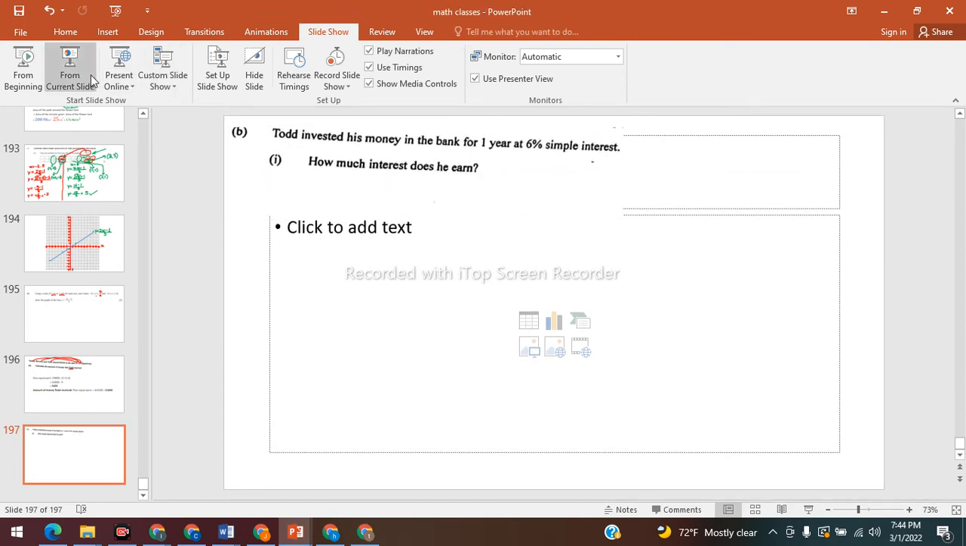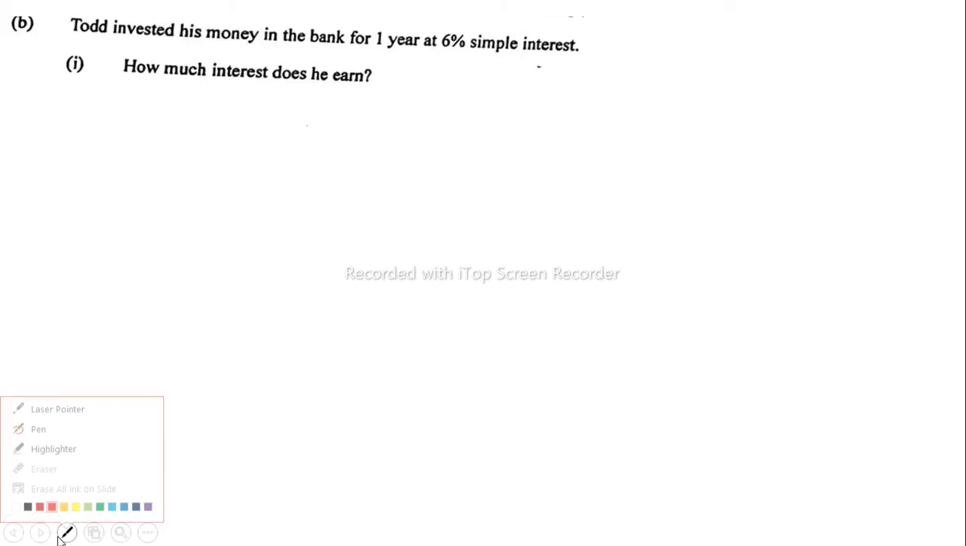All right. Todd invested his money in the bank for 1 year at simple interest at 6%. How much interest does he earn? How many minutes do y'all need for this one? 30 seconds? Let me give y'all 2 minutes. I'll be right back. Tell me how much interest he got.